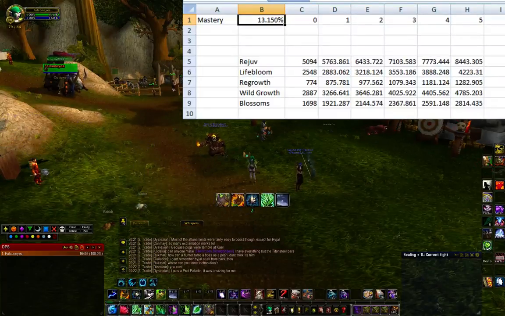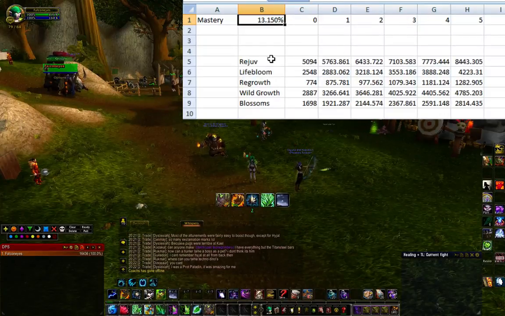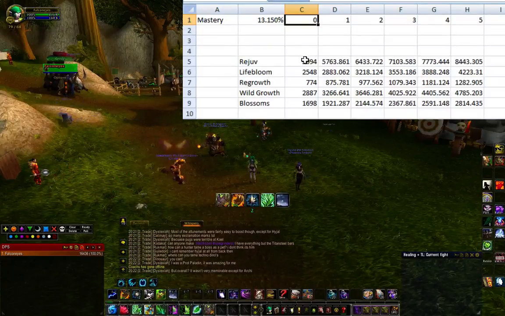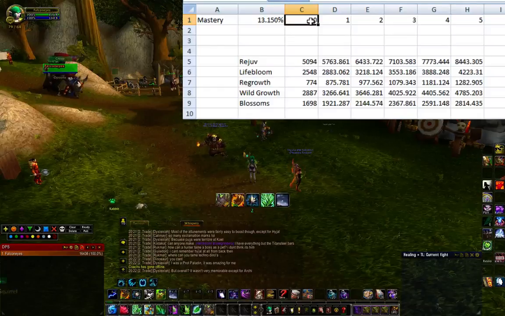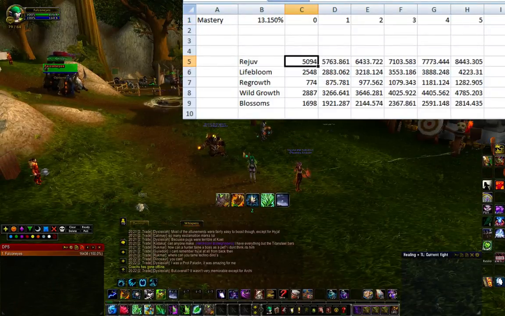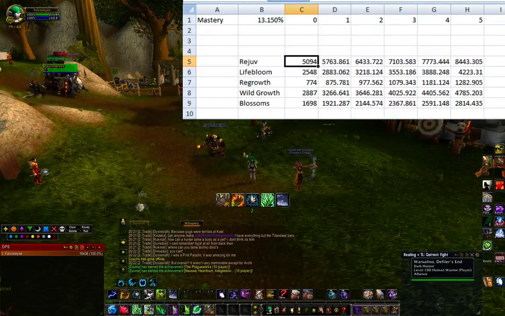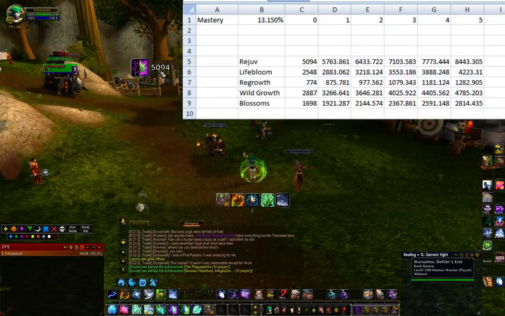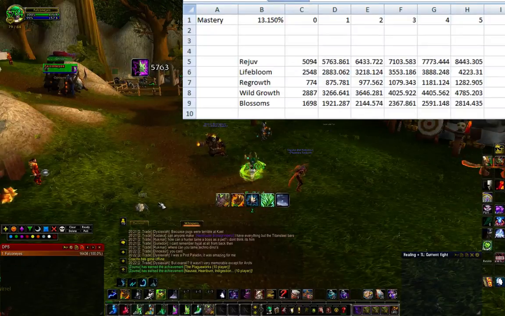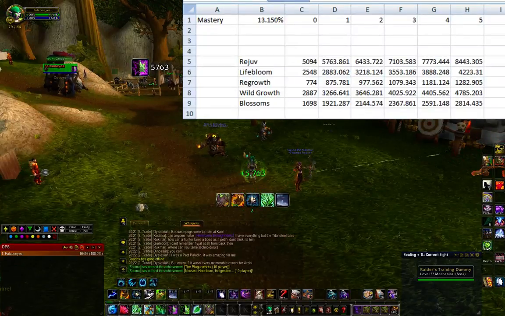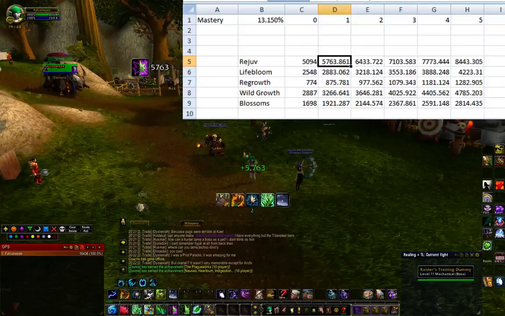I have my 13.15% here, and I'm going to just shove that out there. So you can see I put in my 13.15% mastery, and I have my rejuve, and with 0 hots before casting, this is all before casting, when you cast the spell before it gets applied, it says how many hots are there, so how much of a percentage boost do we have. So 5,094 there is what we're looking at. So cast it once, 5,094. If I cast it again, well, there's already a hot on the target, so you can see how 5,763 is now what we're ticking for.